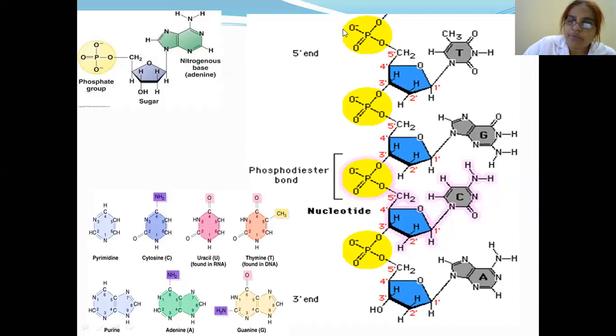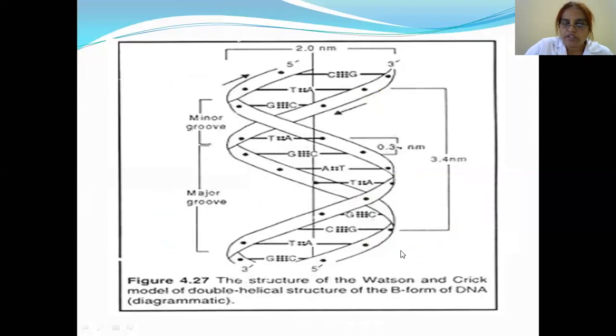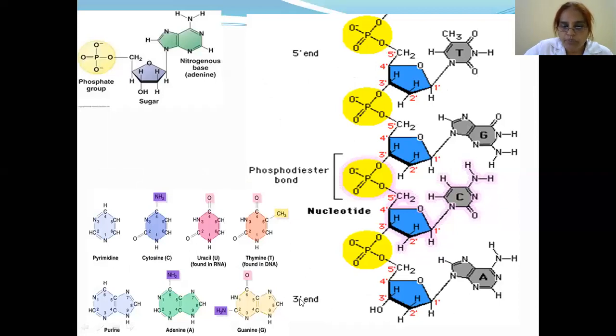At the 5' end, the phosphate group is free. See, here it is free form. It is not attached to another nucleotide. At the 3' end, a free hydroxyl group is present. See, here at the 3' end a free hydroxyl group is present. That's why we call them the 3' and 5' ends.